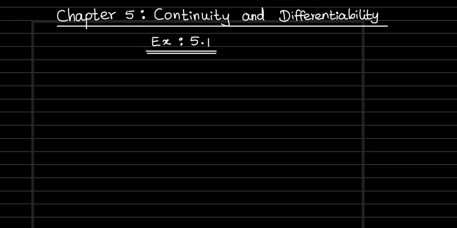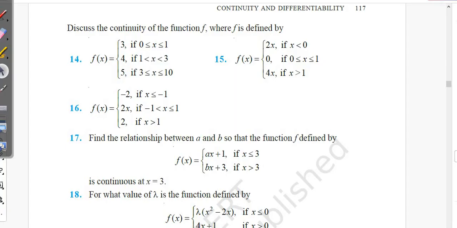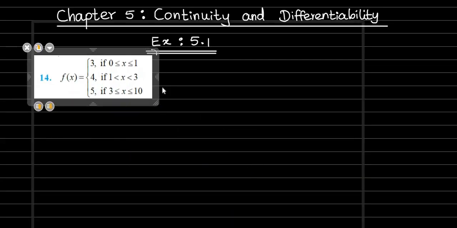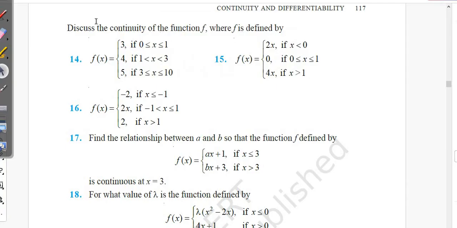In this video, we are going to see CBSE Maths Grade 12 Chapter 5, Continuity and Differentiability, Exercise 5.1, Question 14. Okay, let's look at the question. Discuss the continuity of the function f where f is defined by... So here f of x is given. For this given f of x, we are going to discuss the continuity.